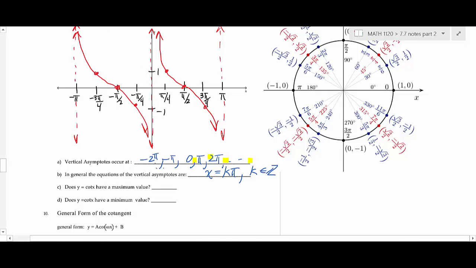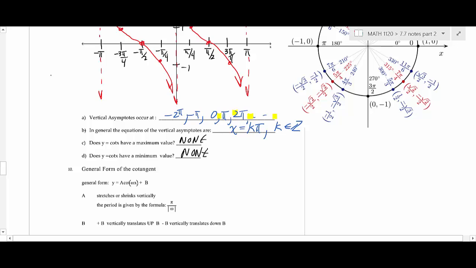From here, just like the tangent, we do not have a max and we do not have a min. Those are the fundamental parts. Everything will be the same. This will be the formula for the period: pi over omega. And the translations all work the same as they did on the tangent. Are there any issues or anything I need to clarify for the cotangent graph with anybody?